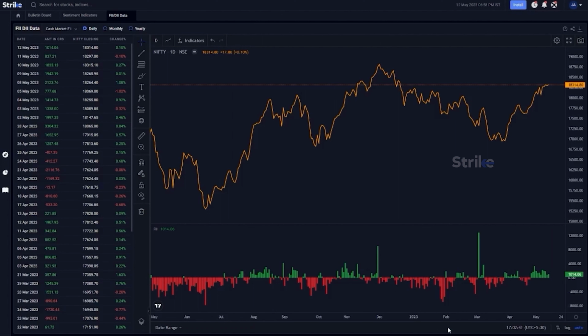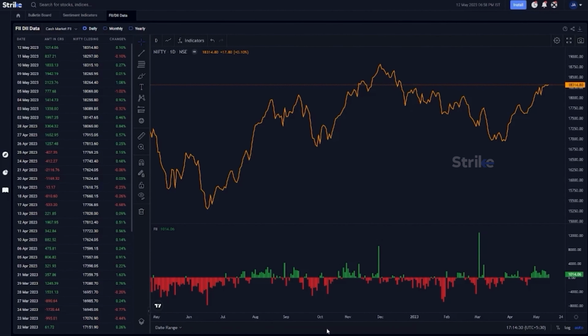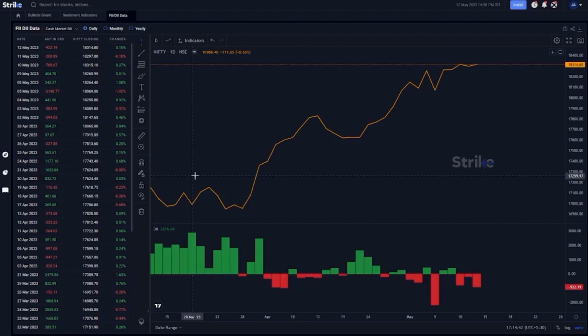Now, if you want to plot the FII-DII activity on the same screen, then you can click on indicators and click over here on DIIs, and you can see the activity of FIIs and DIIs both on the same screen. If you want to see only DII activities and its data, then you can go to the top left, click on the drop down and click on cash market DII screen. The functionality of this screen is exactly similar to the cash market FII screen.